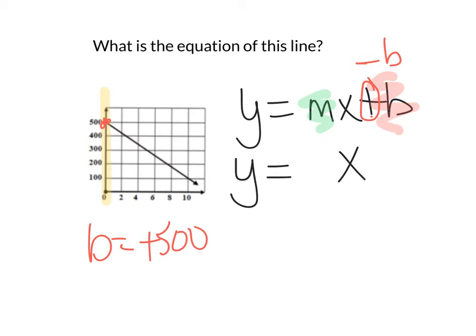So I can fill that in for my equation now. I know that b is 500, so I'm going to write plus 500. That's telling me where the graph started. That's where it's going through the y-axis, or the y-intercept. All right, so now what we need to do is figure out the slope.